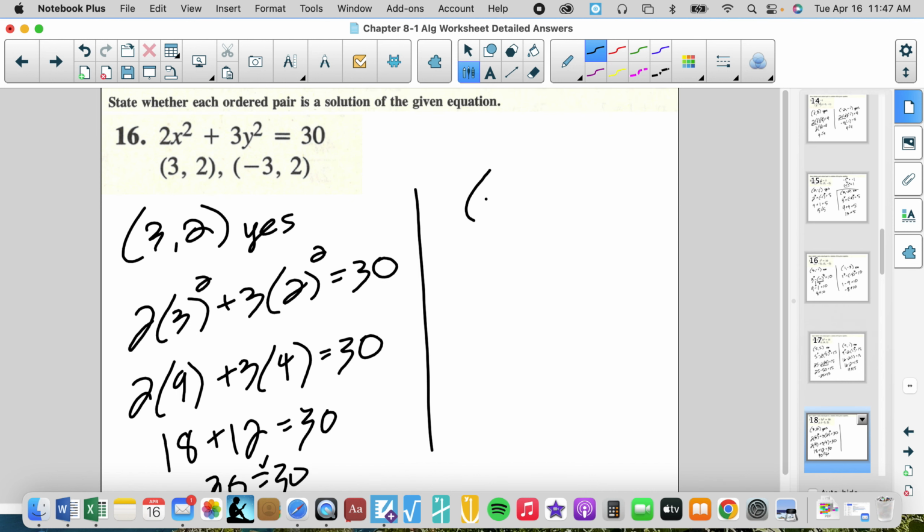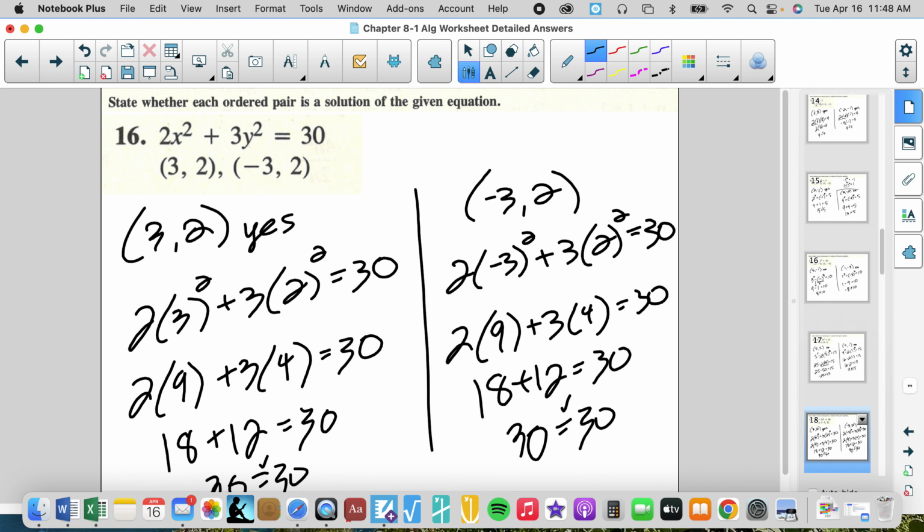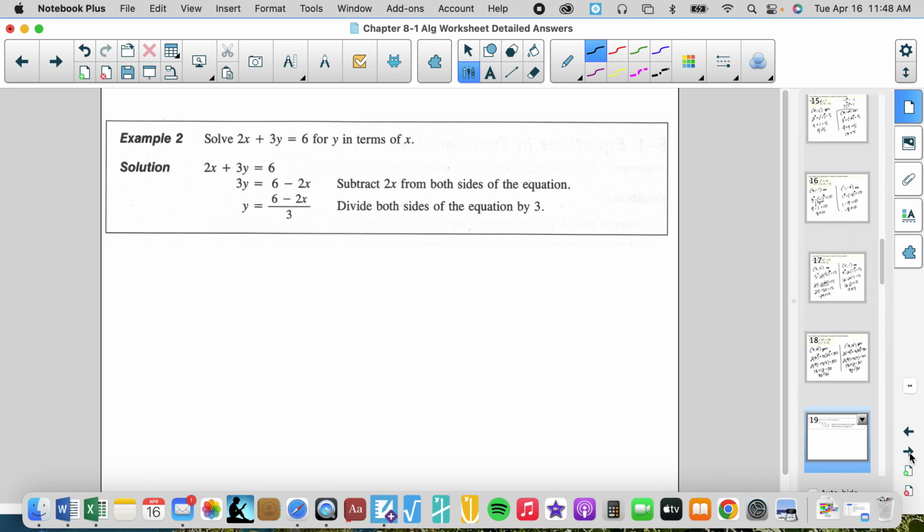We have the point negative 3, 2. So 2 times the quantity negative 3 squared plus 3 times the quantity 2 squared equals 30. 2 times 9 plus 3 times 4 equals 30. 18 plus 12. And 18 plus 12 equals 30. So yes, that is also a solution. So both coordinates are solutions.